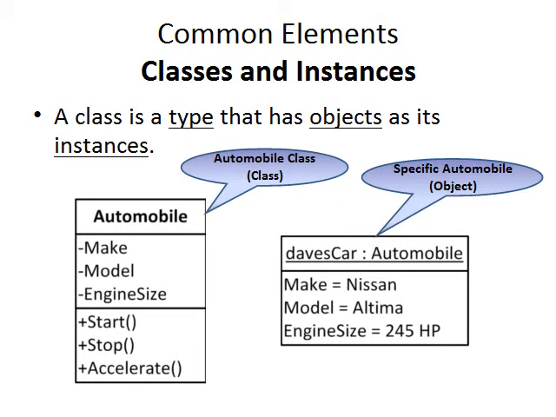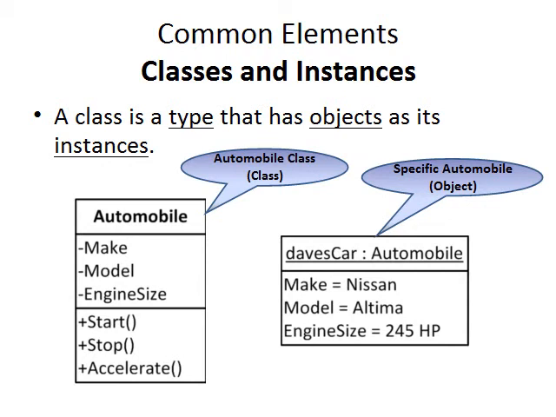So if you see the rectangle on the right, I want you to notice a couple things. In the rectangle on the left, the type name, or the class name, is automobile. On the right, Dave's car is the instance name, followed by a colon, followed by the type of class that it is. And again, the tools will allow you to show as much or as little information about what you're depicting, but if you're going to depict it, this is the way it needs to be depicted.